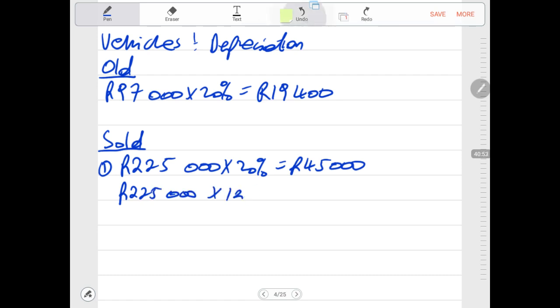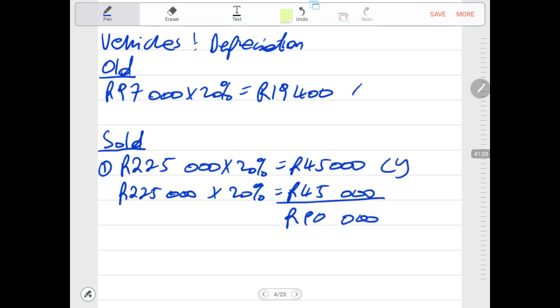Times by 20%. So obviously the depreciation for this will be 45,000 rands. So now that means the total depreciation will be 90,000 rands. Remember, this is for the current year. We need to highlight the current year.